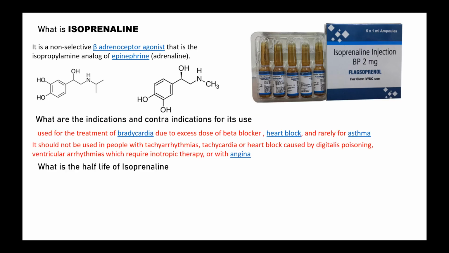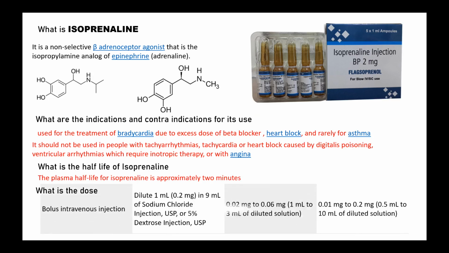What is the half-life of isoprenaline? Few minutes, sir. Half-life is approximately 2 minutes. What is the dose? Bolus intravenous, dilute 1 ml, that is 0.2 milligram, in 9 ml of sodium chloride injection 5%, and give 0.02 milligram to 0.06 milligram IV, that is 1 to 3 ml of the diluted solution.